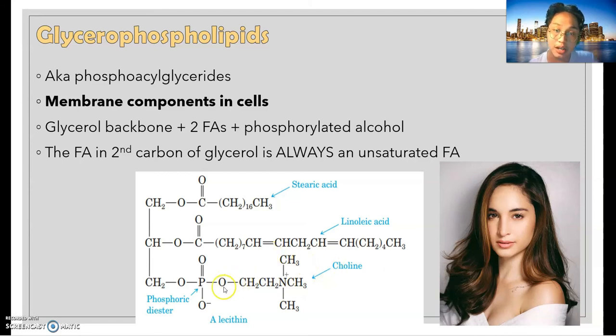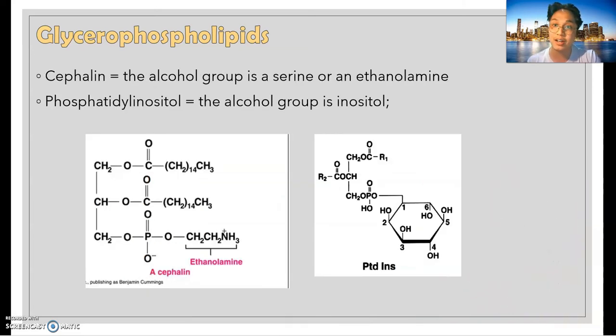In this case it is choline, not Colin Garcia. Choline, which is an amino alcohol, is attached to that phosphate group. So this glycerophospholipid is what you call a lecithin. Some other examples of your glycerophospholipids are your cephalin and phosphatidyl inositol.